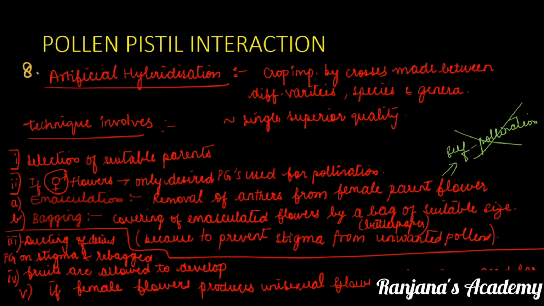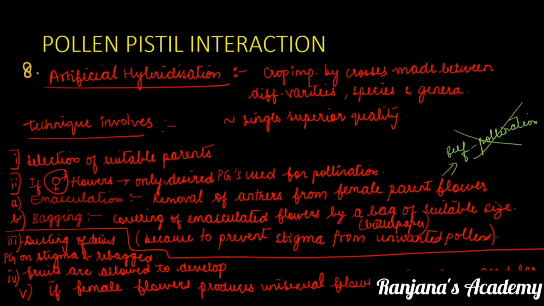Now, what is the bagging process? Covering the emasculated flower with a bag, usually butter paper or some suitable size bag. Why? To avoid cross pollination. Some other unwanted pollen should not go there and fertilize, right? So you have to bag it and keep it safe. Fine. Now you have to bring your desired pollen grains. Whom do you want as the male gamete? You are going to bring them.